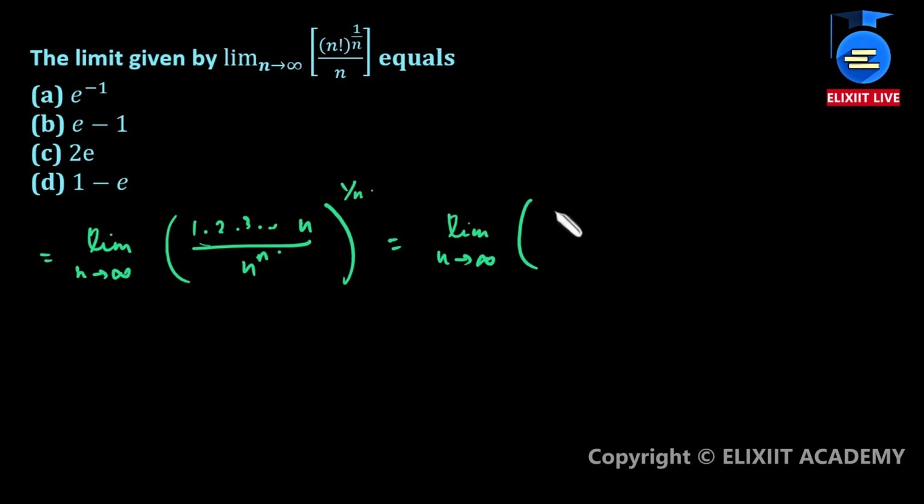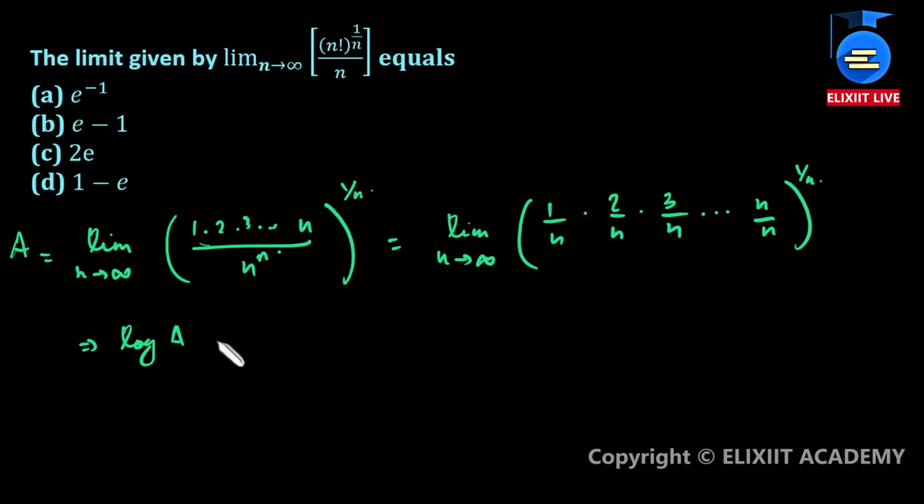1 by n into 2 by n into 3 by n and so on up to n by n, whole to the power 1 by n. We consider this limit to be some a, suppose, and then we take log on both sides. Similar type of problem. So we take log on both sides and then we simplify.